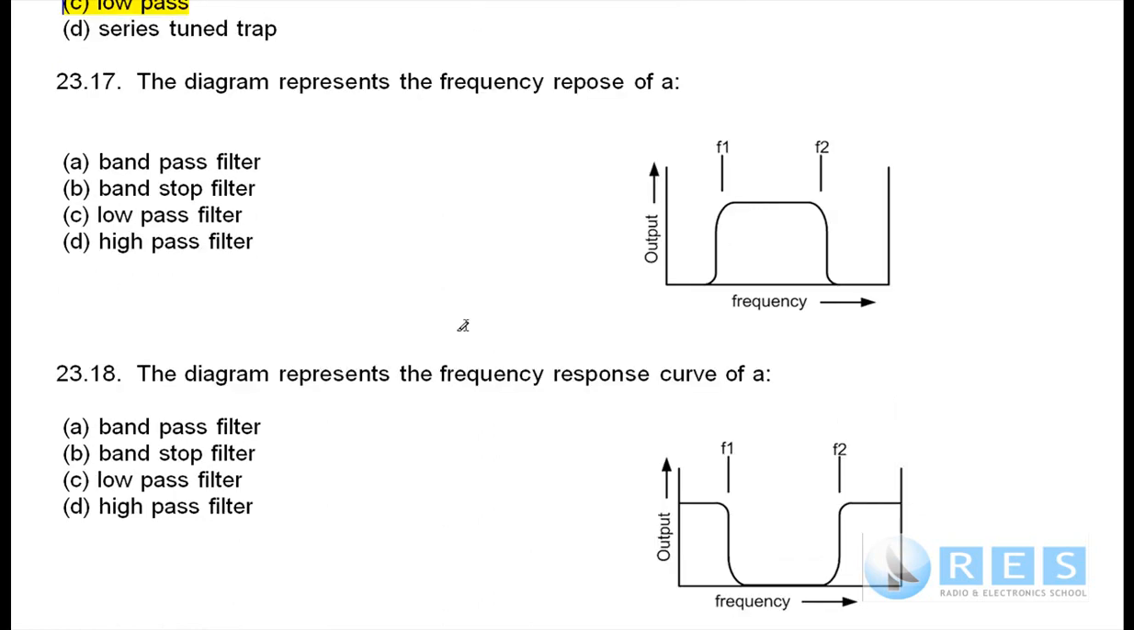23.17. This diagram represents, okay, we're stopping these ones, we're stopping those ones, we're passing these ones. So we've got a middle band of frequencies which is getting through. Higher ones are stopped, lower ones are stopped. So this has to be a bandpass filter.